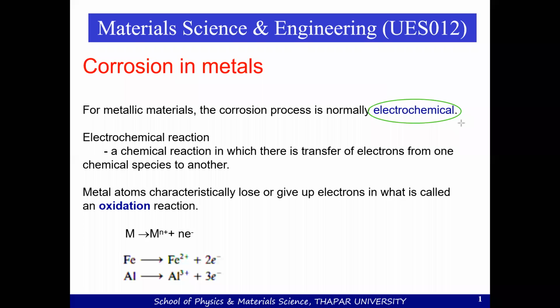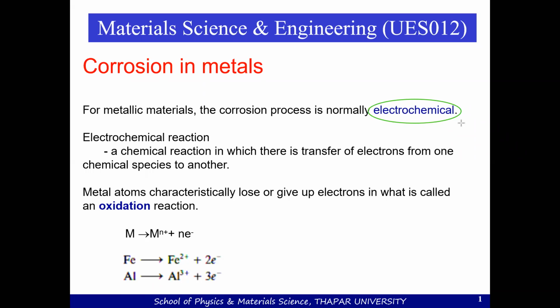In chemistry, we used to define an electrochemical reaction as a reaction in which the transfer of electrons takes place from one chemical species to the other. Generally, the other chemical species is the neighboring species.